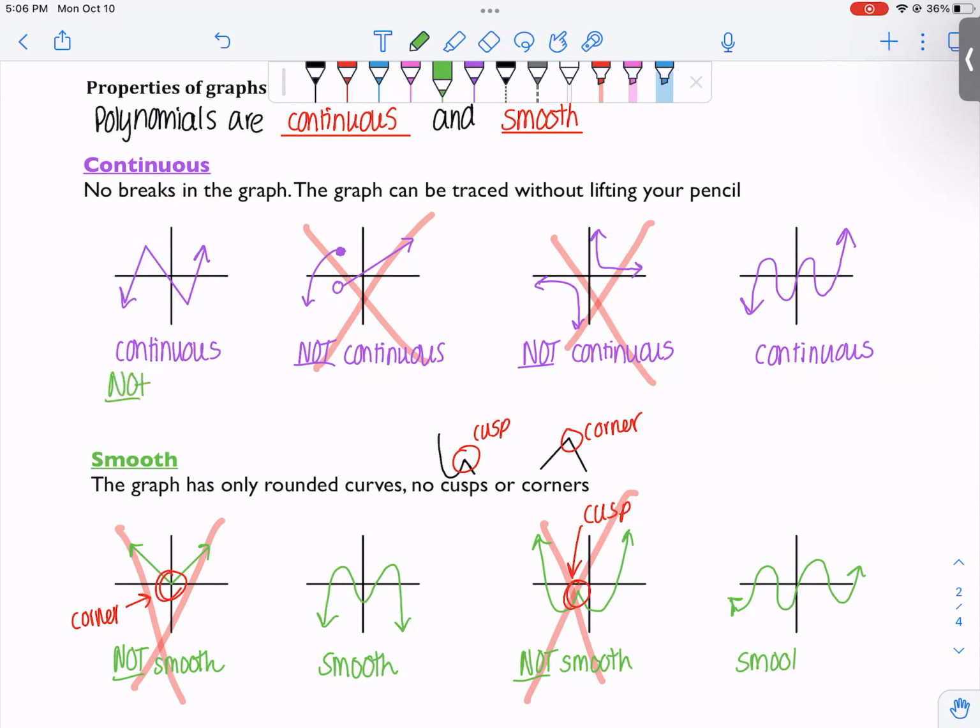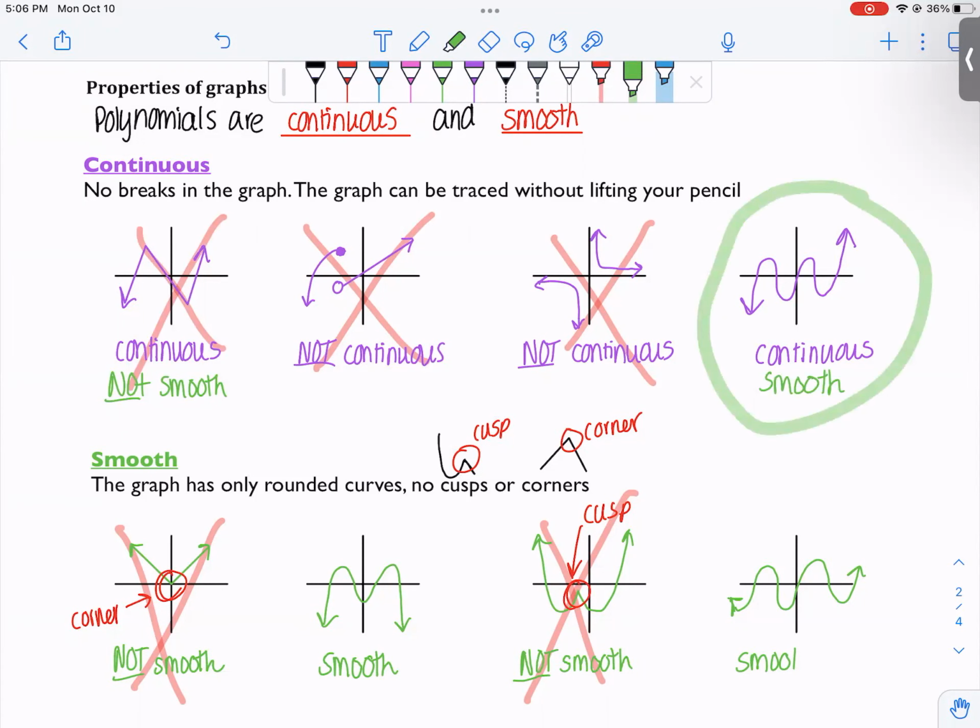Not smooth, so he's not a polynomial. This guy here, he is smooth and he is continuous. So this could potentially be a graph of a polynomial function. It is continuous and smooth. So that is potentially a polynomial.